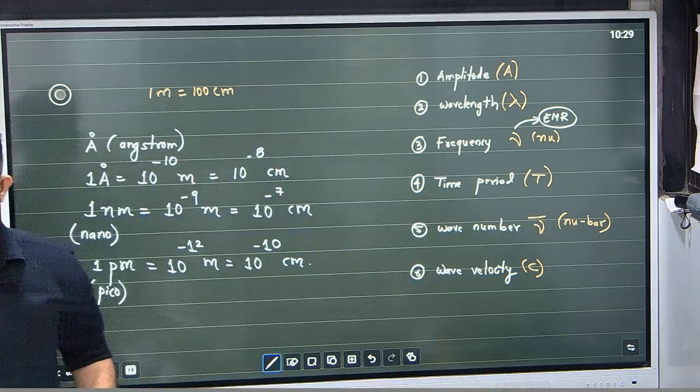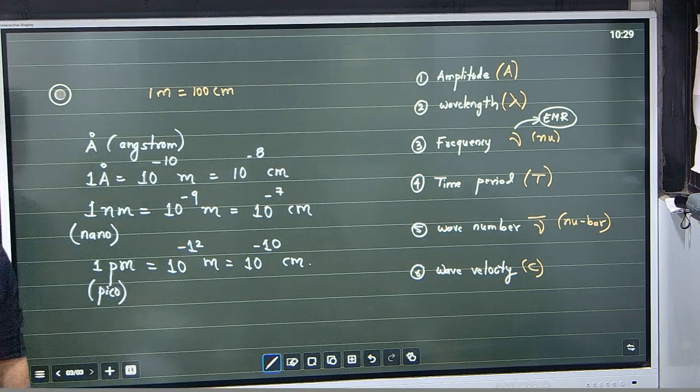Usually we never write 10 raised to minus 10. Majority of the times wavelength will be given in the form of angstrom.